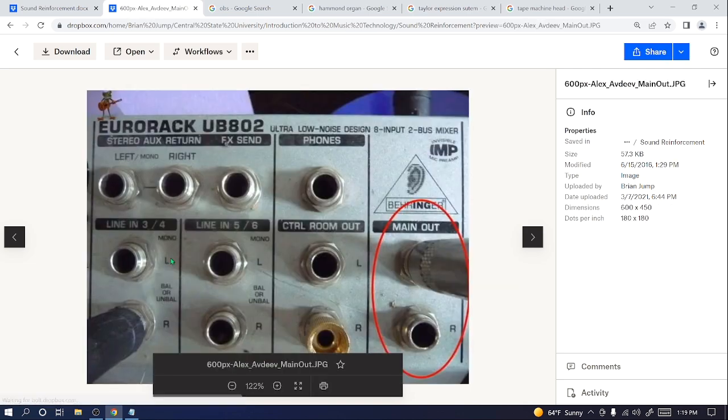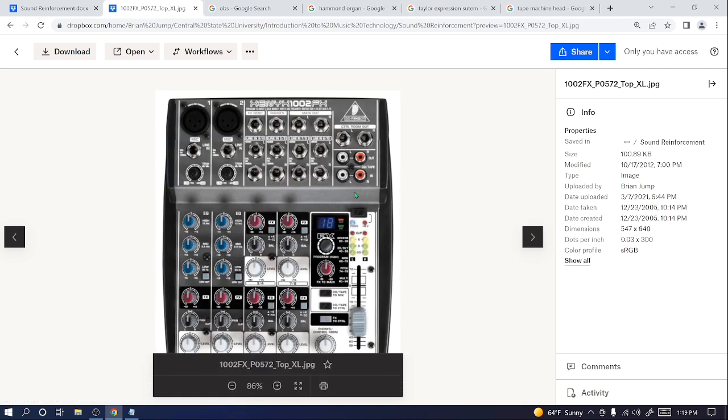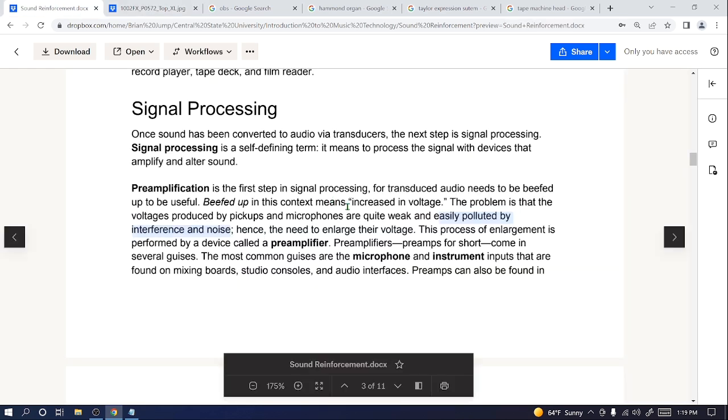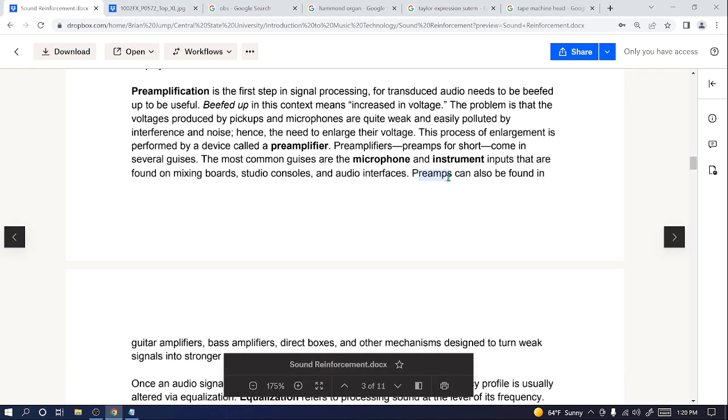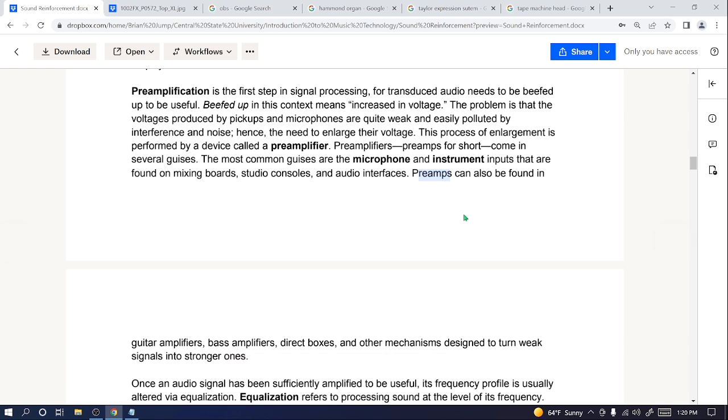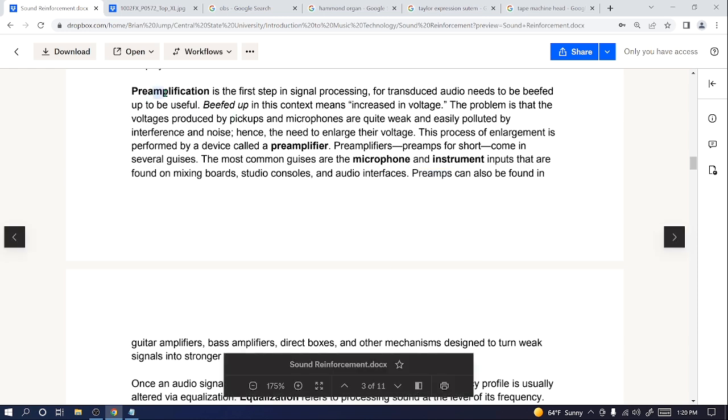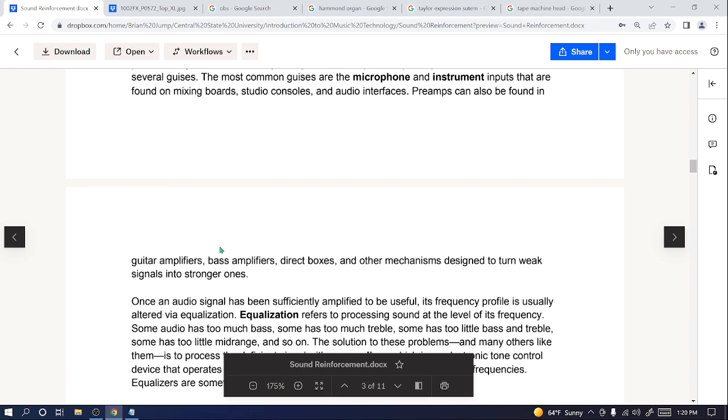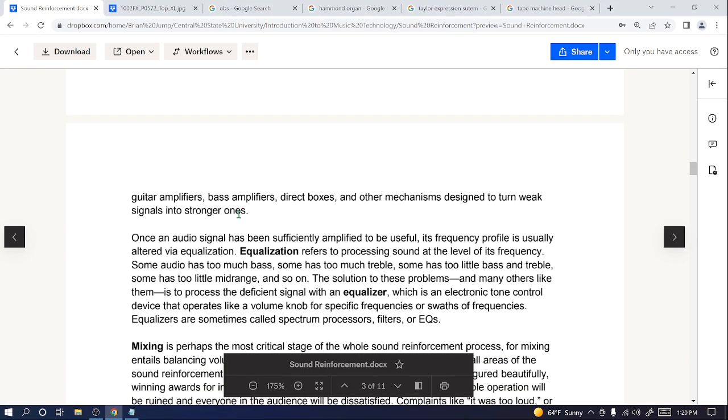Let's see if I have a better picture of a, here's a little board here. Universally, before any signal processing occurs, preamplification must occur. Pretty obvious. You might hear pro audio experts abbreviate that word, just preamps. If they're talking about preamps, that's what they're talking about. The preamplifier might be the more specific and correct name.